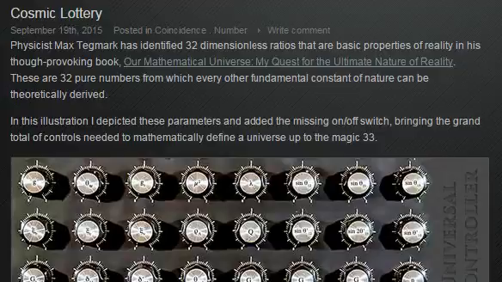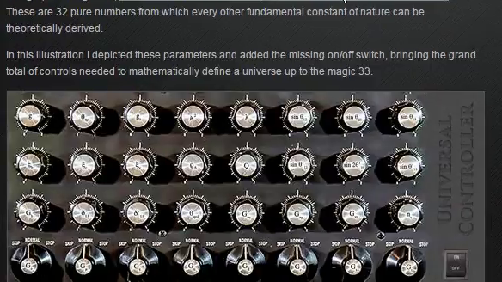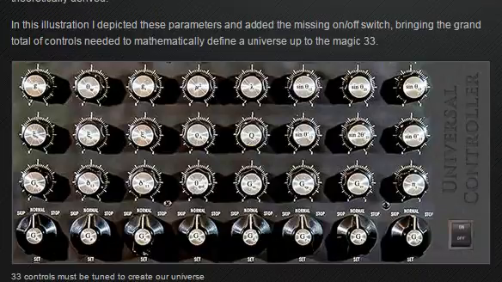In this illustration, I depicted these parameters and added the missing on-off switch, bringing the grand total of controls needed to mathematically define a universe up to the magic 33. Okay, so Scott collected these parameters and put them here in some universal controller. Here we see the 33 controls that must be turned to create our universe.